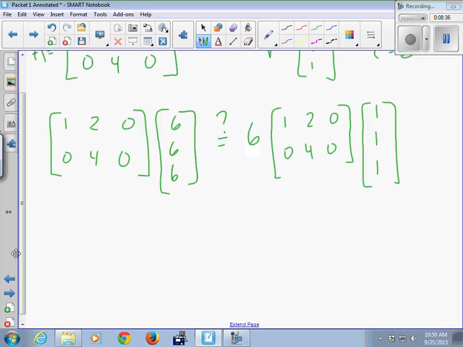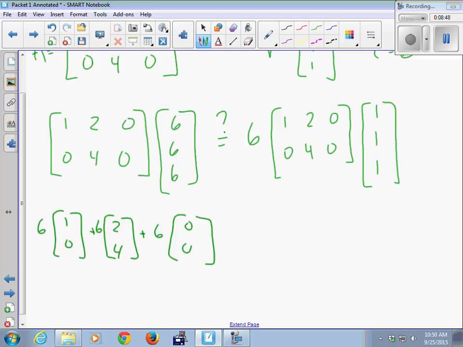So if I just put a weight of 6 on each of these columns, I'm going to have 6 times 1, 0 plus 6 times 2, 4 plus 6 times 0, 0. So in this case, I get 6 plus 12 is 18 and 24.